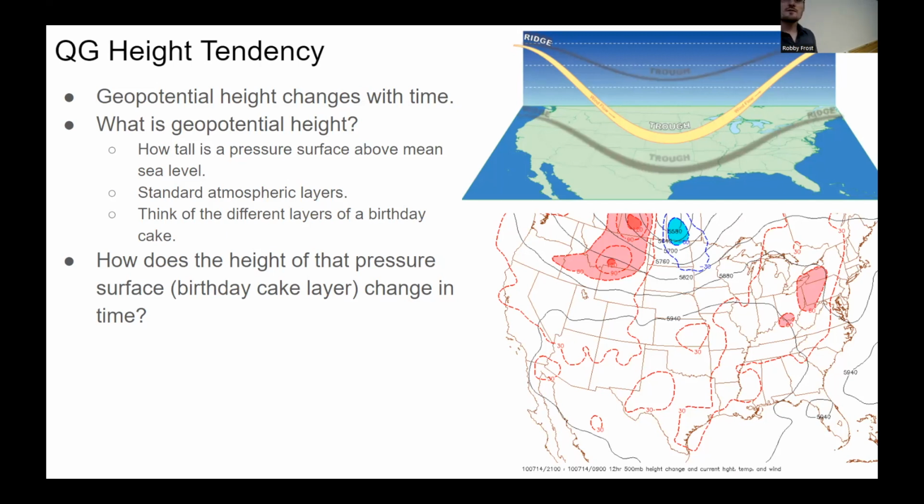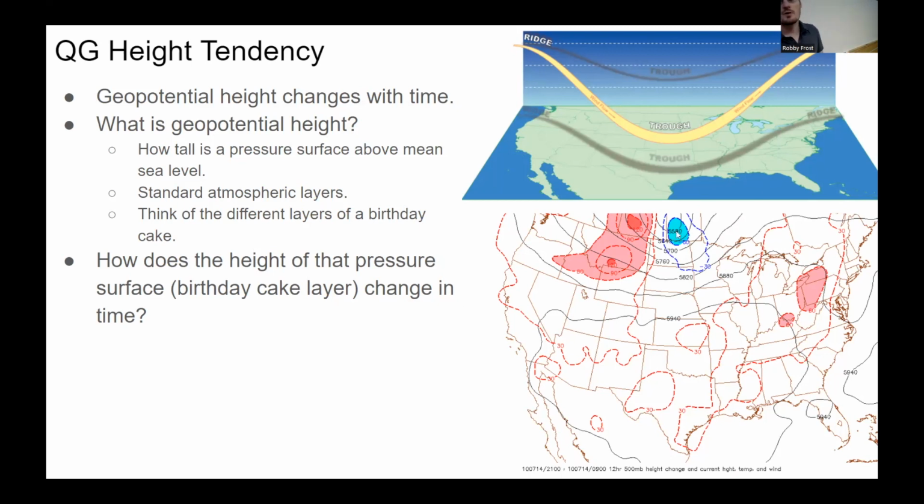Then you have a trough. All that trough is just a lowered area of geopotential height. So it's just a part of the atmosphere where it's been crunched down because it's colder. And we can also talk about the changes in time with that. We can monitor those changes.